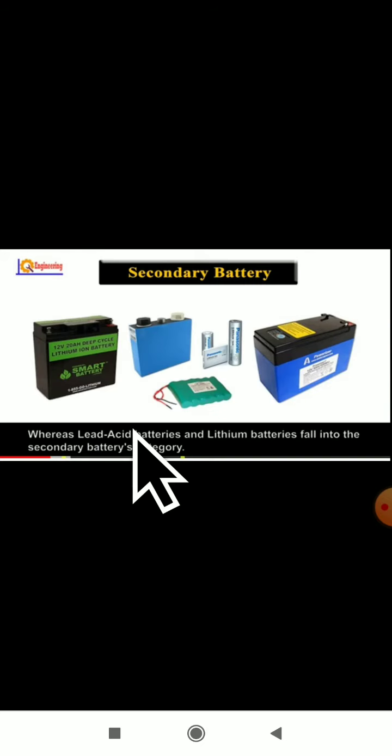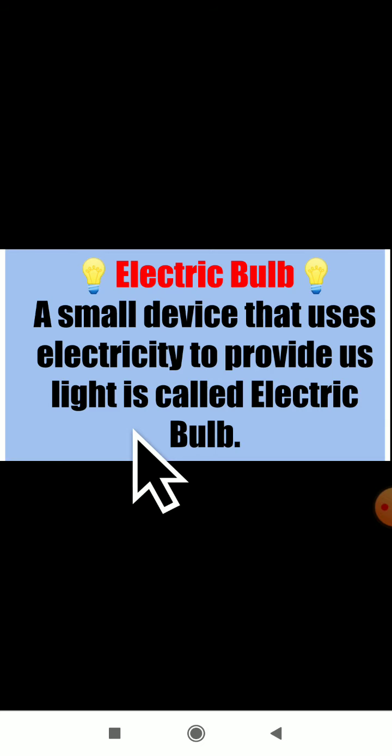Next, in the last video class, we have studied about the electric bulb. So can you define what an electric bulb is? Yes, an electric bulb is a small device that uses electricity to provide us light. So what is the use of that electric bulb? It will use electricity and it will provide us a light.